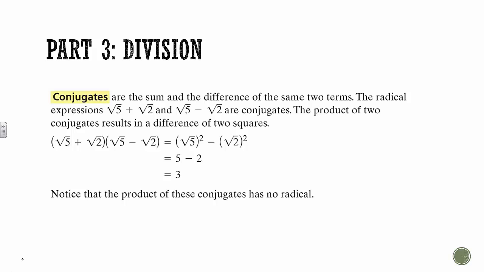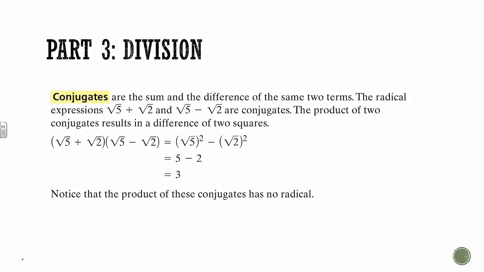So we have added, we have subtracted, we have multiplied. This brings us to division. And division is always a little harder because you end up with a denominator. And remember, you are not allowed to have square roots in the denominator. So we need to do something called conjugate the sum and difference. So conjugates are the sum and difference of the same two terms.